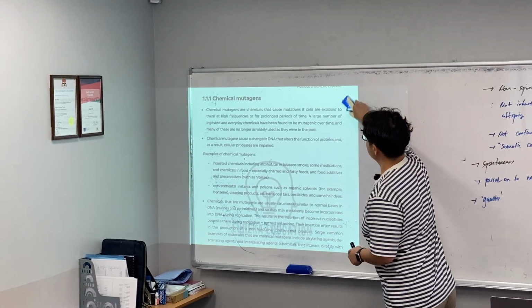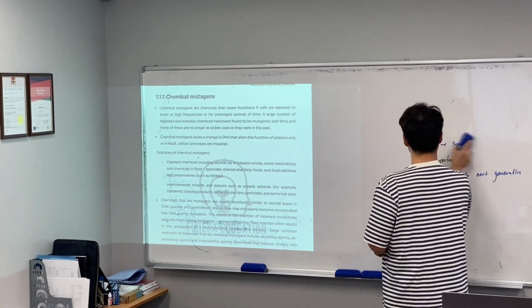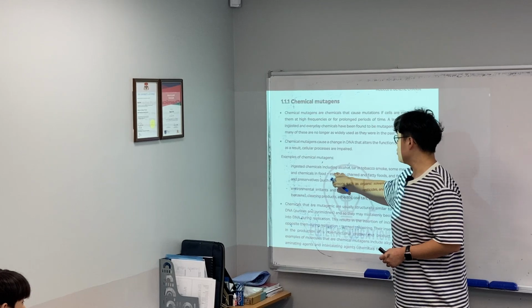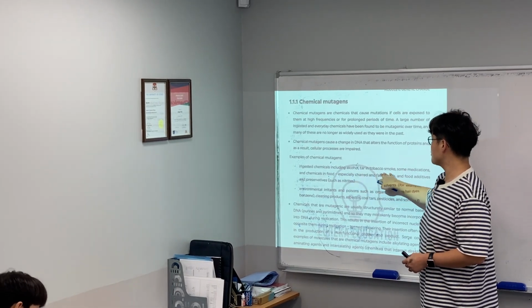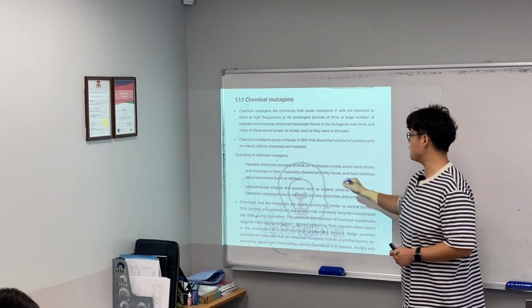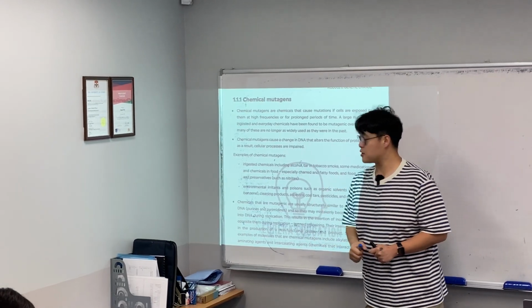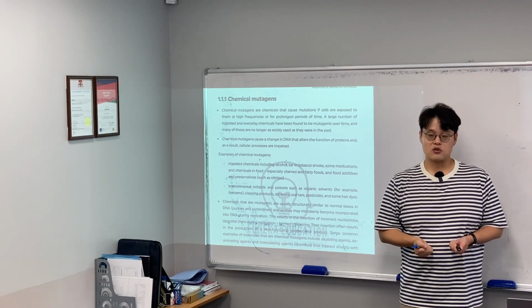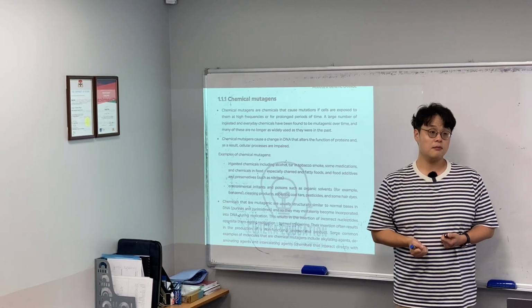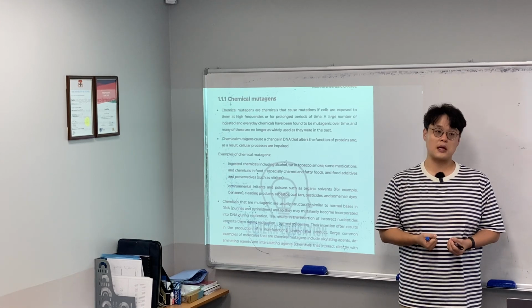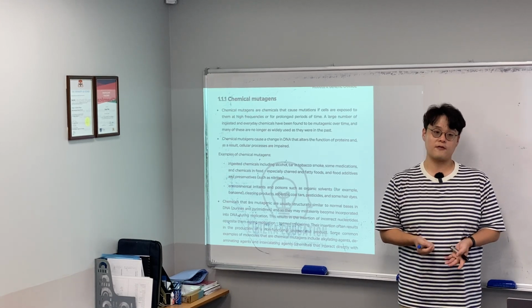Chemical mutagen is one type of mutagen. Examples of ingested chemicals include alcohol, tar in tobacco smoke, some medication and some chemicals in foods, especially charred and fatty foods, and food additives and preservatives. As I said, bacon can cause cancer if you have too much of it. Smoking tobacco and drinking alcohol can actually cause cancer. They're known to be cancer factors.